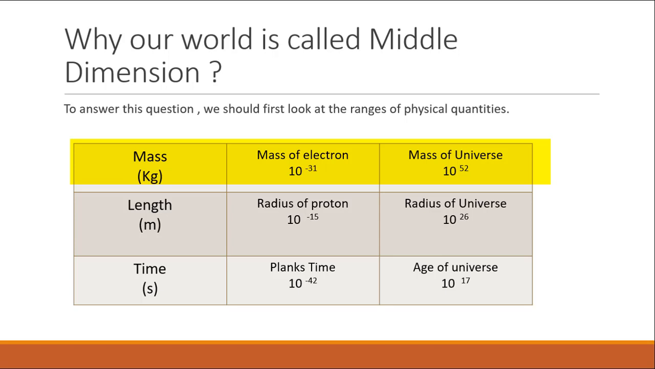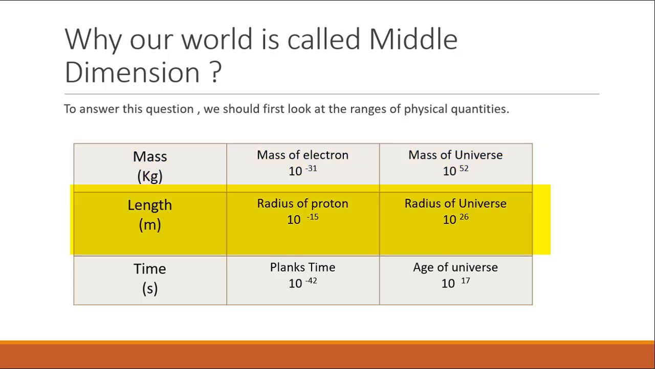Similarly, the upper limit on mass would be the mass of the entire universe. And for length, the smallest length that we can measure experimentally is of the order of 10 raised to power minus 15 meter, such as the radius of a proton, which is of the order of a femtometer. Similarly, the upper limit would be 10 raised to power 26 meter, which is the radius of the entire universe.